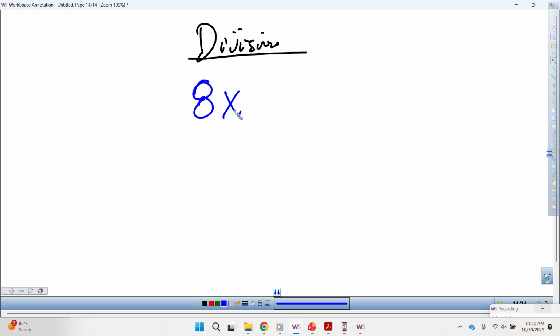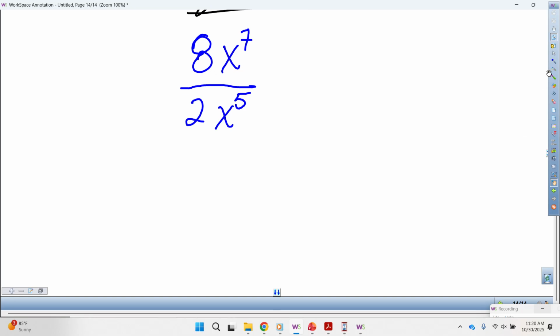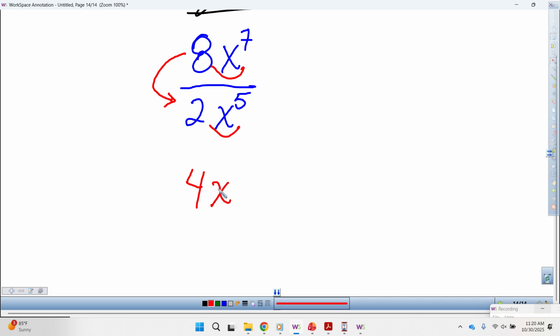8x to the, give me a number, 7, over 2x to the, give me a number, 5. All right, here we go. For division, what is numbers divided by numbers? What is 8 divided by 2? 4. Now look what I'm going to do with the variables. They have to be the same kind of variable. Is it the same kind of variable? Yes.